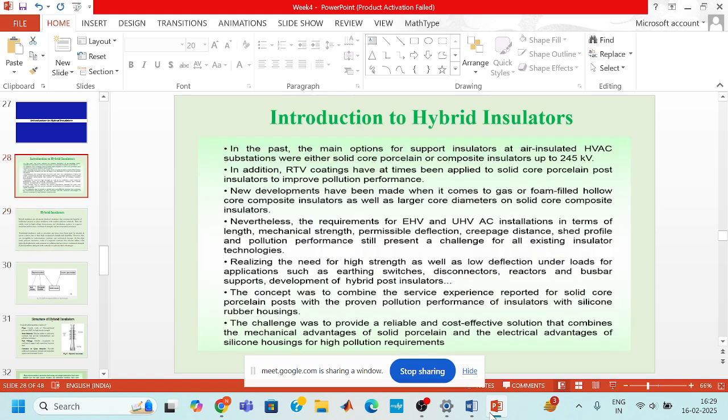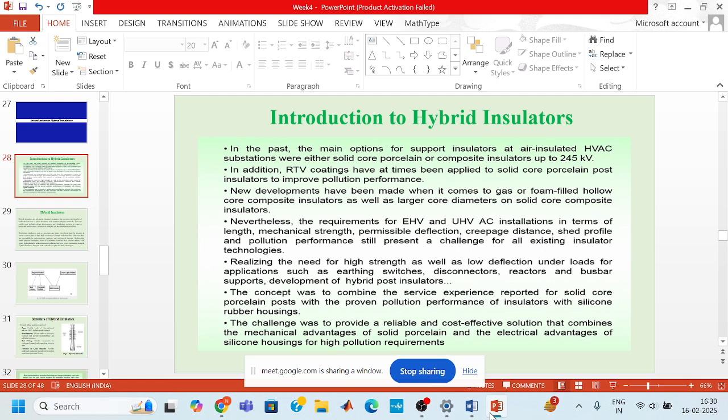Okay. In the past, the main options for support insulators at air insulated HVAC substations were either solid core porcelain or composite insulators, which went up to only 245 kilovolt. In addition, RTV coatings have at times been applied to solid core porcelain post insulators to improve the pollution performance. New developments have been made with gas or foam filled hollow core composite insulators as well as large core diameters on solid core composite insulators.